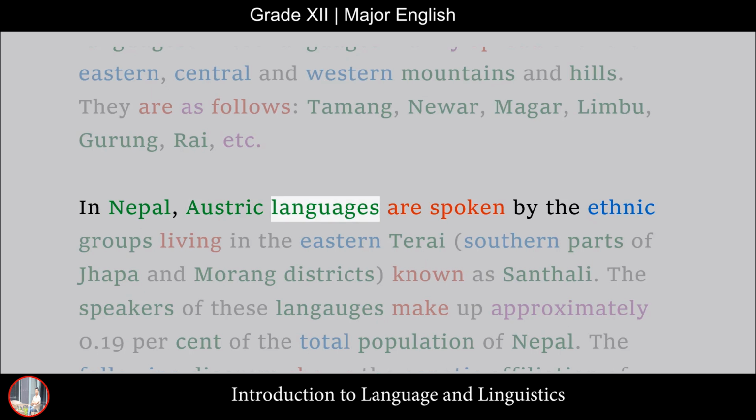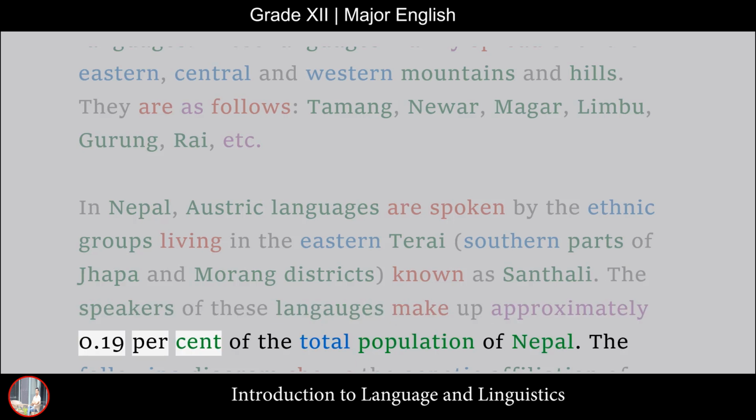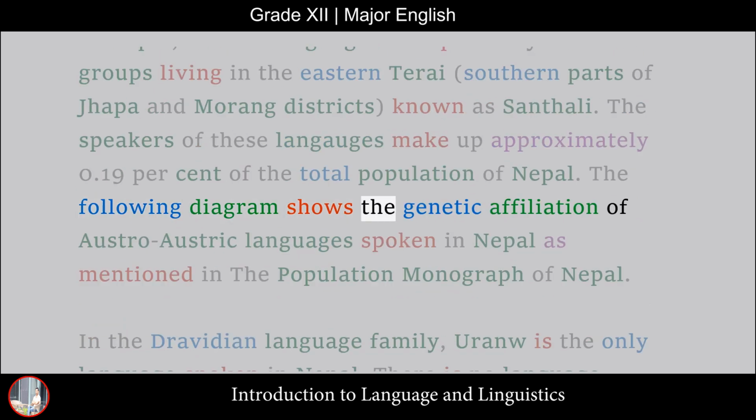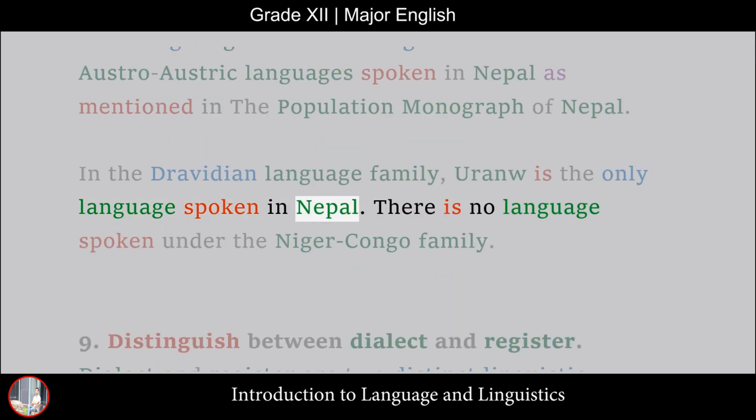In Nepal, Austric languages are spoken by the ethnic groups living in the eastern Terai, southern parts of Jhapa and Morang districts, known as Santhali. The speakers of these languages make up approximately 0.19% of the total population of Nepal. The following diagram shows the genetic affiliation of Austroasiatic languages spoken in Nepal as mentioned in the Population Monograph of Nepal. In the Dravidian language family, Dhangar is the only language spoken in Nepal. There is no language spoken under the Niger-Congo family.